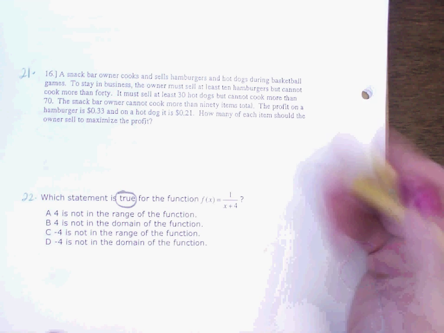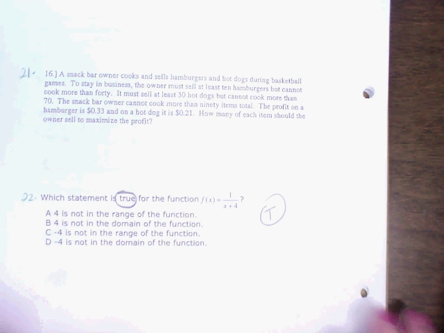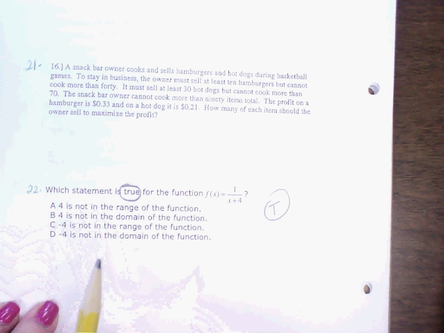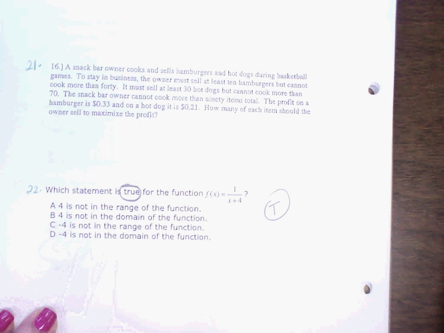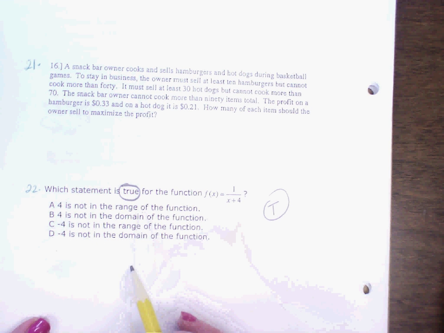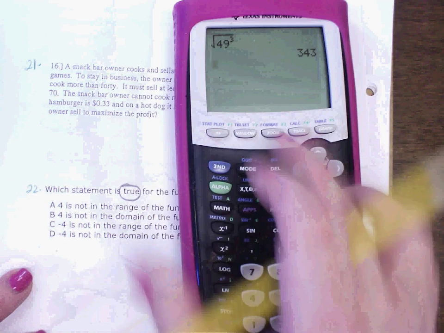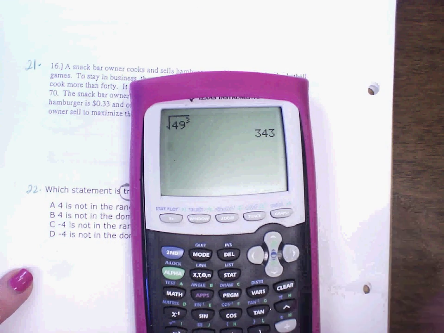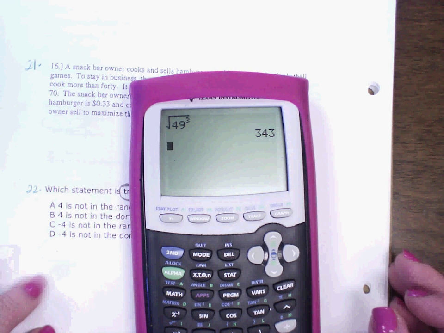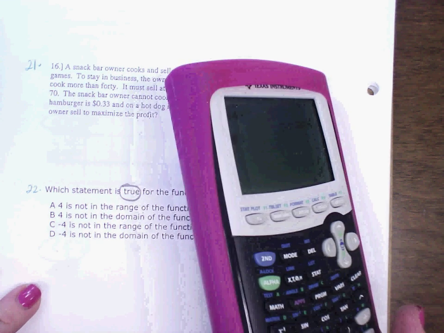All right, we got it? All right, so which statement is true? Which one of these is true? A, 4 is not on the range. Did you go to the function and actually write it down and then go to the table to see if 4 was not on the range?